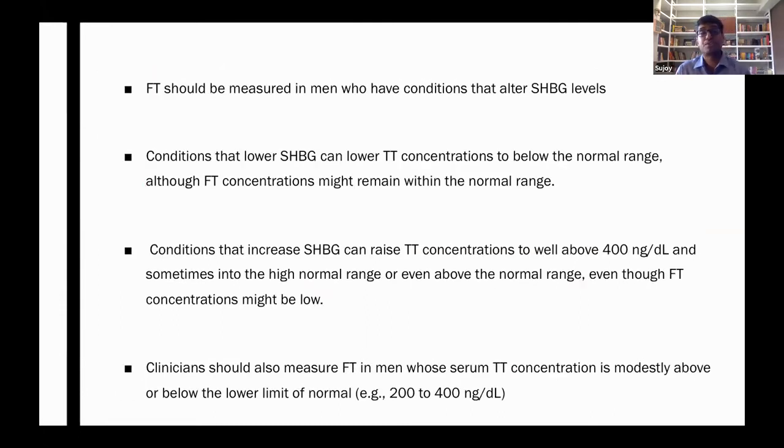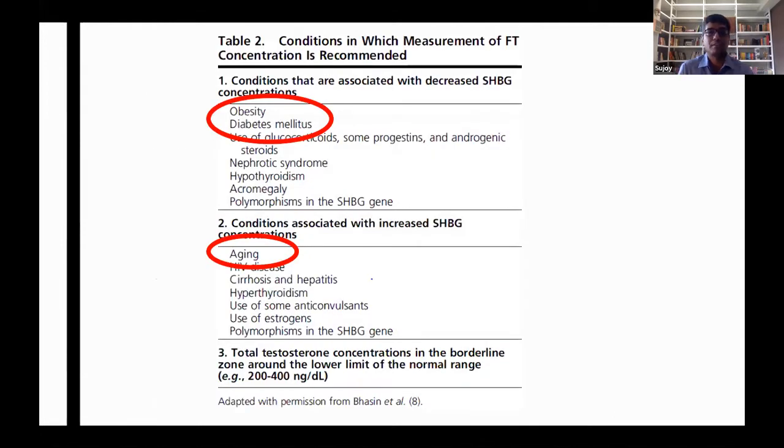And free testosterone should probably, in the Western world, be measured in conditions where you think that the SHBG levels are going to be abnormal. And I'll talk a little bit later about what are these conditions that can falsely lower or raise SHBG levels. And clinicians could probably think of measuring free testosterone levels in individuals where values are slightly above or lower than what the normal levels are.